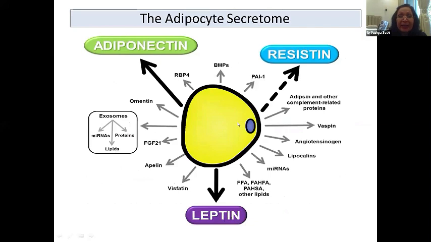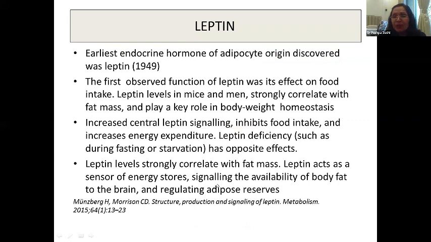So this is the fat cell, and here it is secreting mainly adiponectin, resistin, and leptin. And these are the other endocrine hormones that we have talked about that they secrete, but the main ones are adiponectin, leptin, and resistin. So coming to leptin, the most important one. The earliest endocrine hormone of adipocyte origin to be discovered was leptin. That was in 1949. The first observed function of leptin was its effect on food intake.